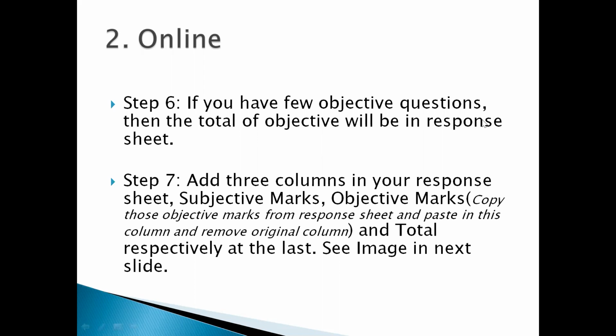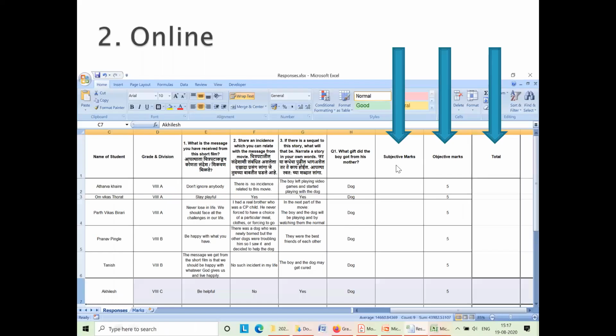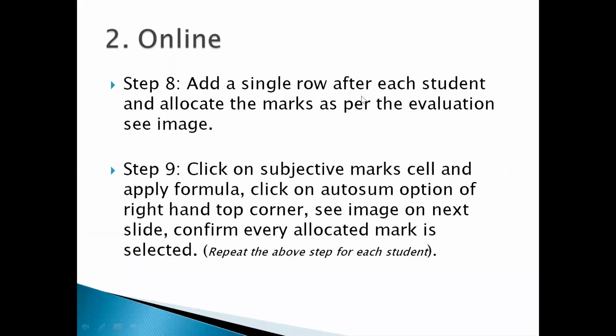Then for objective questions, you have to add the 3 columns: objective marks, subjective marks, and total. See, like this: subjective marks, objective marks, and total. Okay, so after that, add a single row after each student and allocate the marks as per the evaluation. See the image, it is given in the further image. Click on the subjective marks cell and apply the formula. Click on the auto sum option at the right hand top corner. See the image on the next slide.